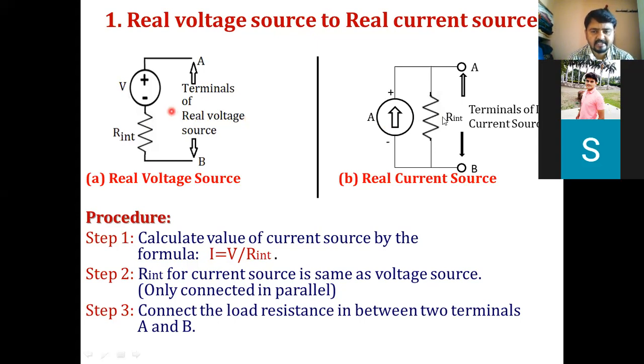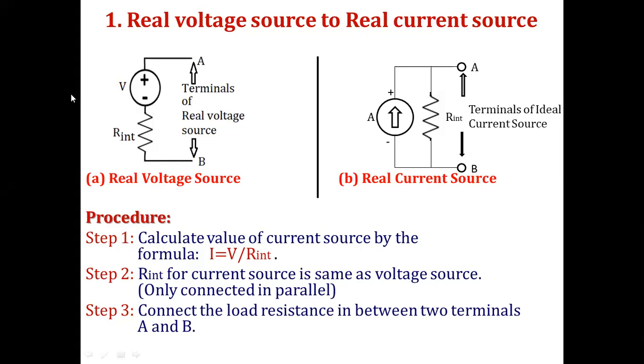Take down. This diagram you take down, this diagram you take down, and you write the heading, real voltage source, real current source. You write the procedure here now. Everything you have to write down. Write down. Both the diagrams हो गए? Both diagrams have you taken? No, sir. Okay, take both the diagrams you take down.